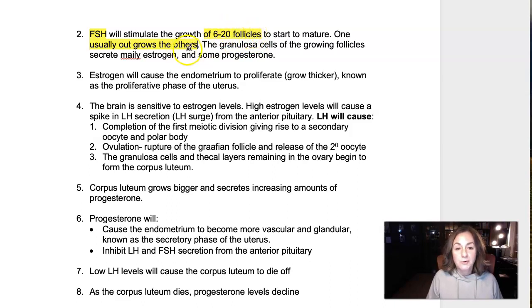Another reason that a person could have many oocytes would be fertility drugs. Taking some type of medication that's going to stimulate the ovaries to produce more than one vesicular follicle. But typically, in a typical physiology, one outgrows the others. So the granulosa cells are going to secrete estrogen and progesterone. Sorry about the typo there, mainly estrogen and progesterone. So estrogen is going to cause the endometrium to proliferate, to grow thicker.